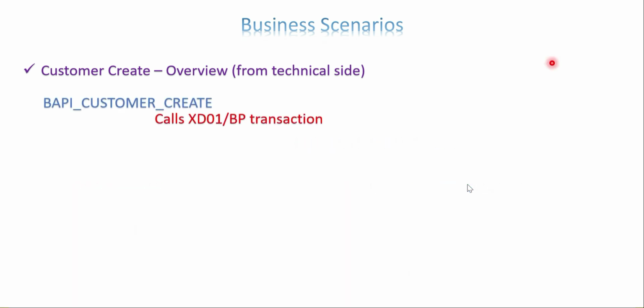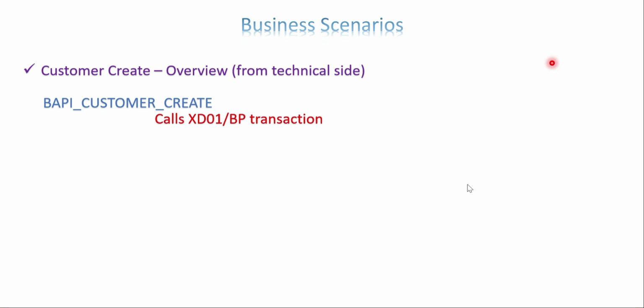The first one, BAPI_CUSTOMER_CREATE, just calls the transaction directly. It's like call transaction with mode A. So it calls either XD01 or the BP transaction, depending on the NetWeaver version of SAP, because in some NetWeaver versions XD01 is obsolete, so it directly calls the BP transaction. If it is a lower version, yes, it calls XD01.